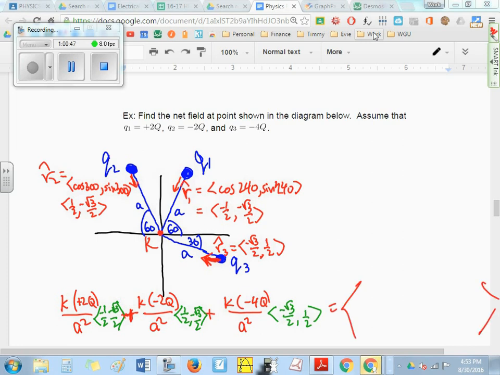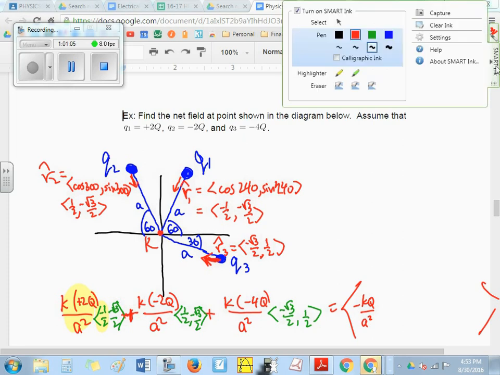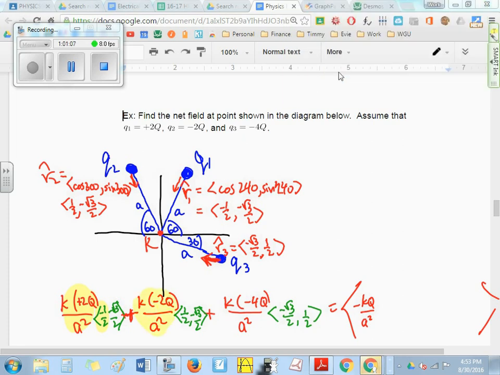Okay, so I'll highlight it. Outside red times first green, so that's going to be negative KQ over A squared. And then we have plus outside red thing times first component. And you might say, Mr. Shore, you forgot your absolute values. I've decided on this problem not to use the absolute values.